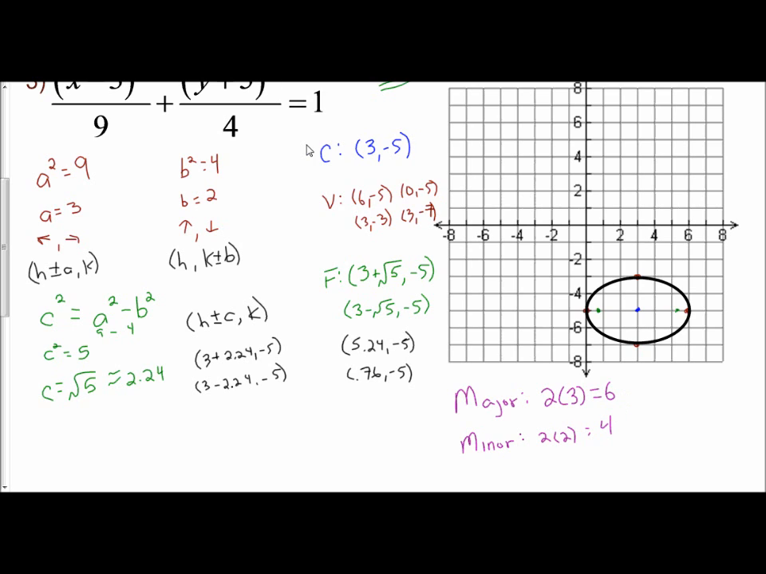I have the coordinates of my center, of my vertices, and of my foci with the decimal approximations in case you needed them. And I have the length of the major axis and minor axis along with my graph itself. So let's look at the next example.